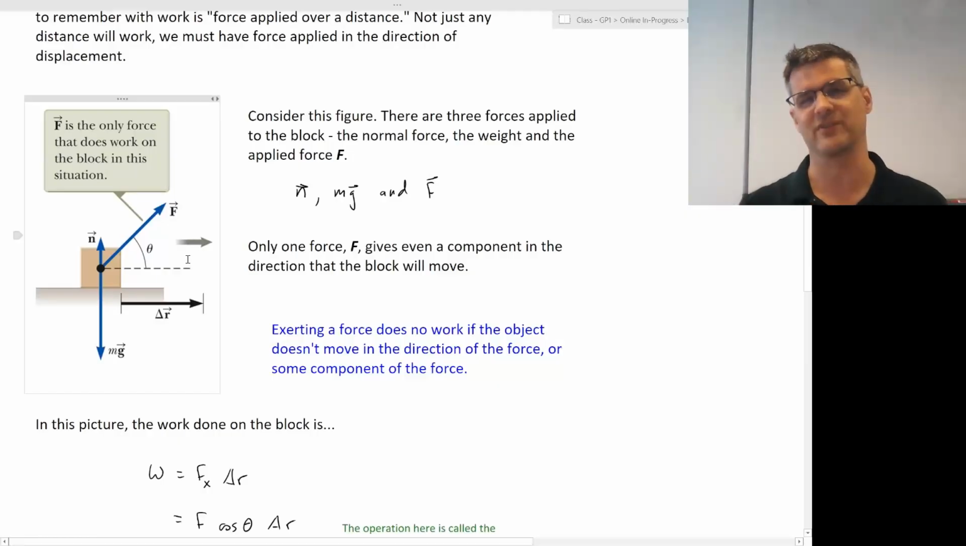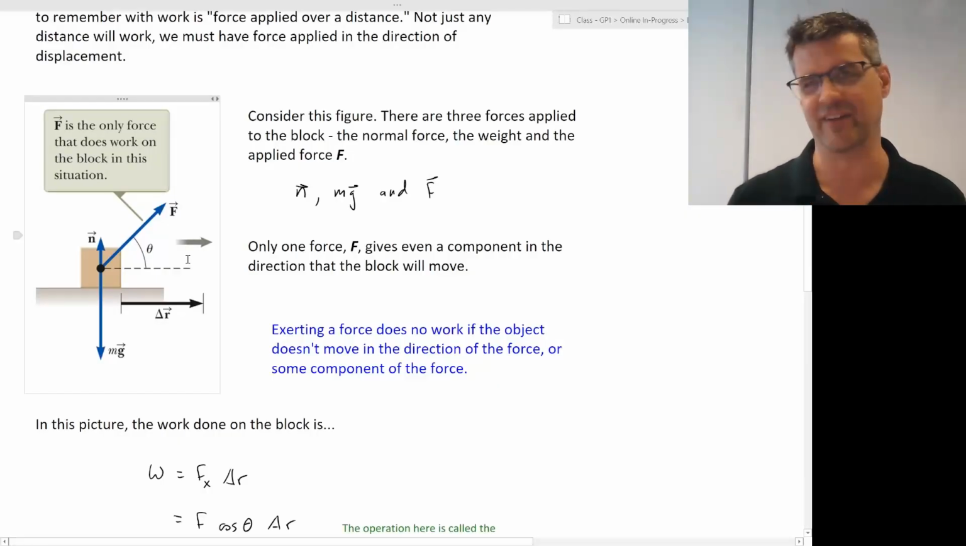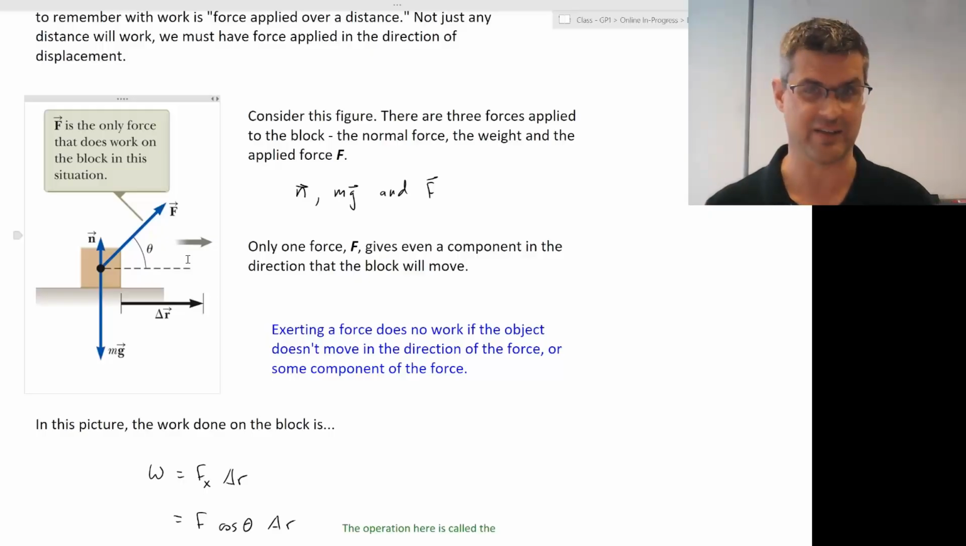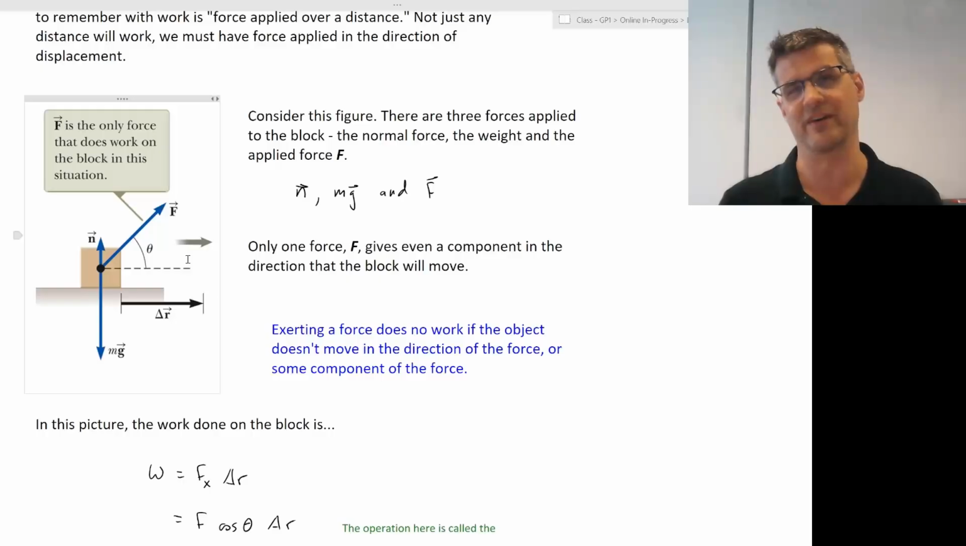And from last unit, we know that if we had some block sitting on some table, there are a number of forces that could be applied to this block. Right off the bat, we know that the block has mass, so it's going to have some weight, naturally. If the block is sitting on a table, we know that the table is pushing on the block, so there's a normal force that's involved.